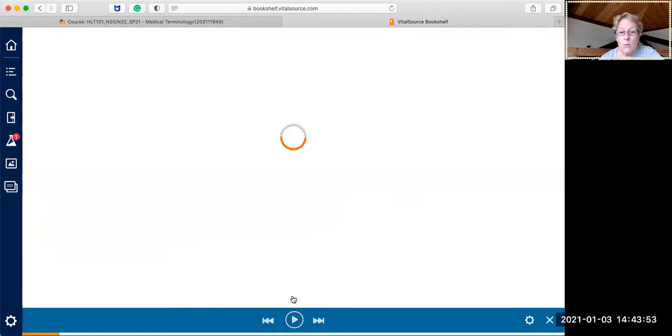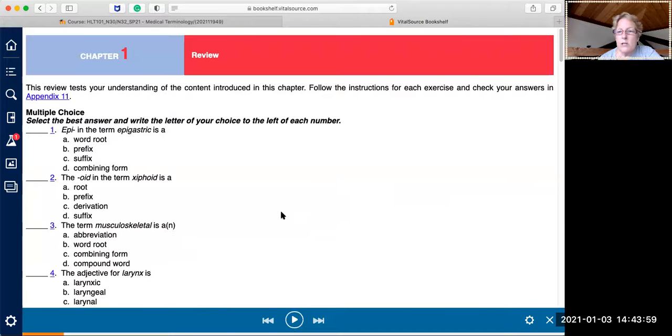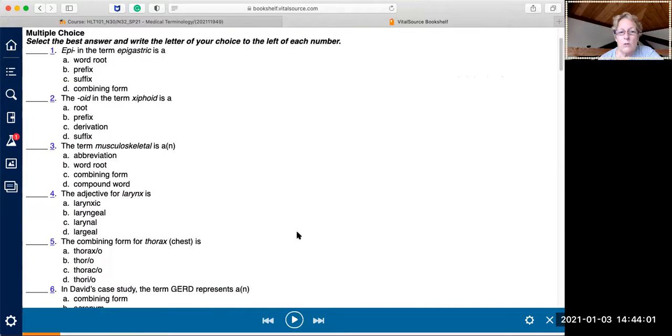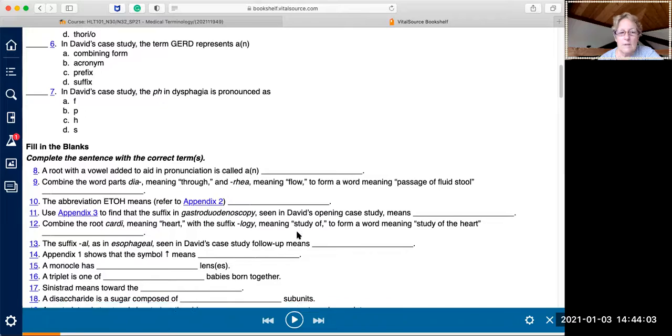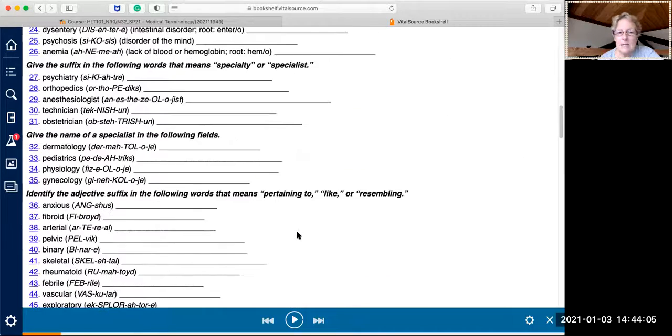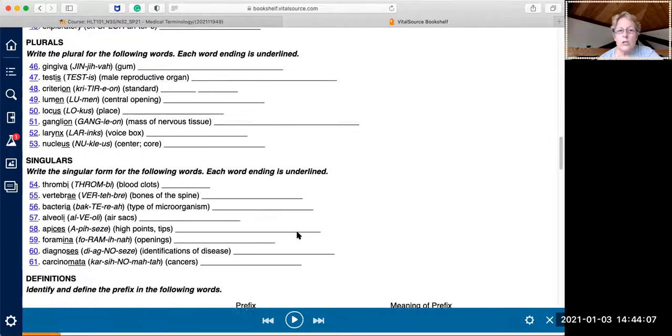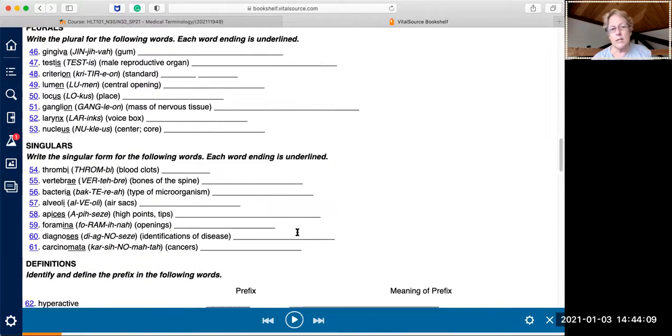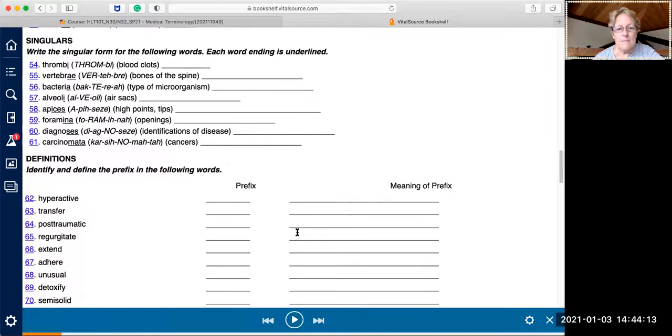So, where are we now with our chapter? Every chapter will have a review so that you can practice. Fill in the blanks. This is so important. Use your textbook as your tool for studying and learning the terms over and over and over again.